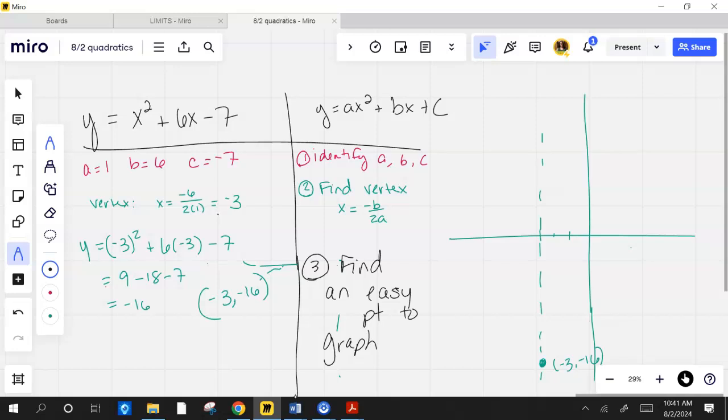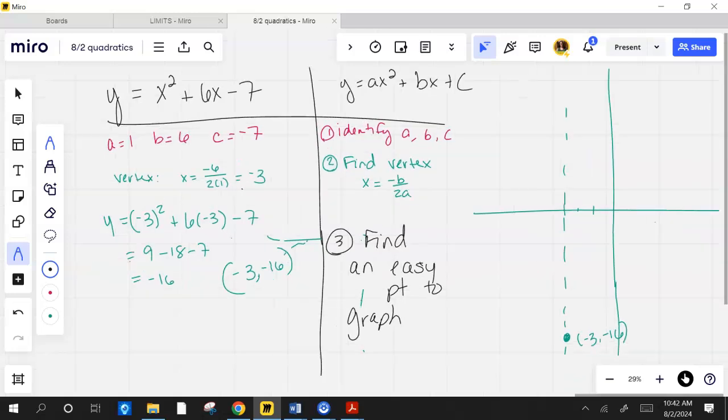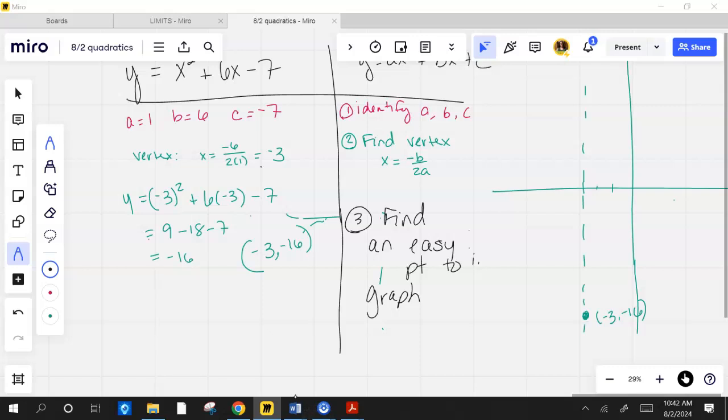Okay? So now sometimes you can't use the y-intercept. Sometimes your vertex sits on the y-intercept and you can't use that, and you're going to have to plug something in. Or sometimes your y-intercept is 700 and you can't use it. But for my case here, that's pretty easy to graph. It's pretty close to my vertex. So I think for my easy point, I'm going to use my y-intercept of -7. So I'm going to plot 0, -7.